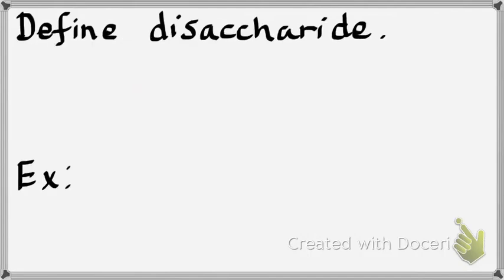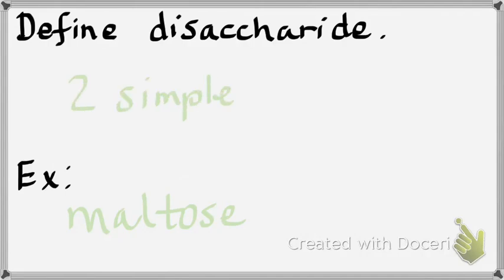Great. I need a disaccharide. Maltose is an example. I'll take it. How do you define it? 2 simple sugars. That's good. Or maybe you were thinking 2 monosaccharides. That would be great also. Same thing. Everybody okay on that one?